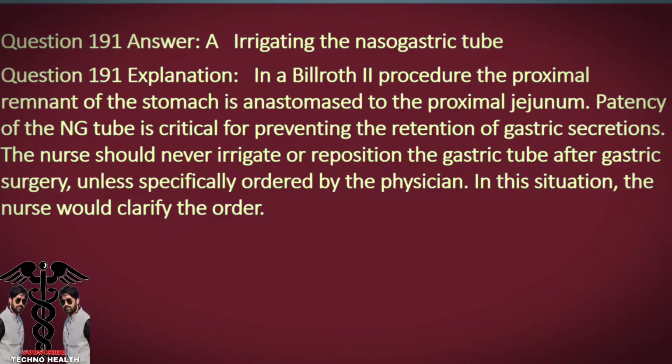Question 191. Answer: A. Irrigating the nasogastric tube. Explanation: in a Billroth 2 procedure, the proximal remnant of the stomach is anastomosed to the proximal jejunum. Patency of the NG tube is critical for preventing the retention of gastric secretions. The nurse should never irrigate or reposition the gastric tube after gastric surgery, unless specifically ordered by the physician. In this situation, the nurse would clarify the order.